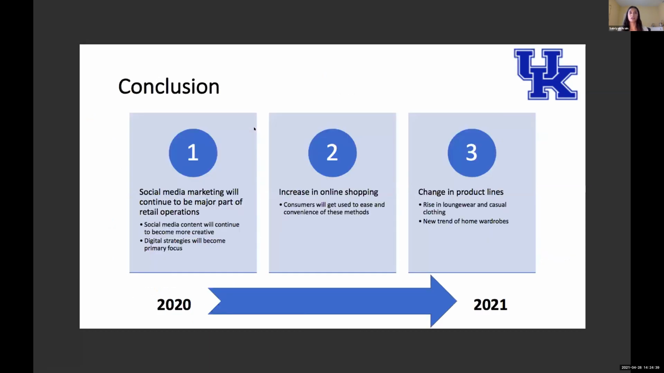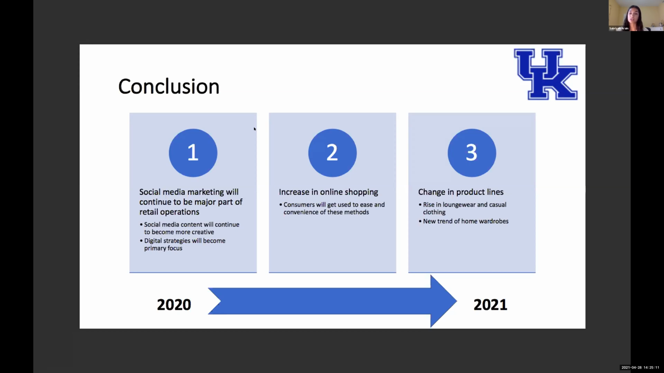And so in conclusion, it can be hypothesized that the retail industry will not return back to normal once the pandemic subsides. And there are three major changes that can be predicted. First, social media marketing will continue to be a major part of retail operations. Social media content will continue to be more creative, and digital strategies will become a primary focus in the retail industry. And then next, there will be an increase in online shopping. Consumers will start to get used to the ease and convenience of using these methods and start to view in-store shopping as less and less necessary.